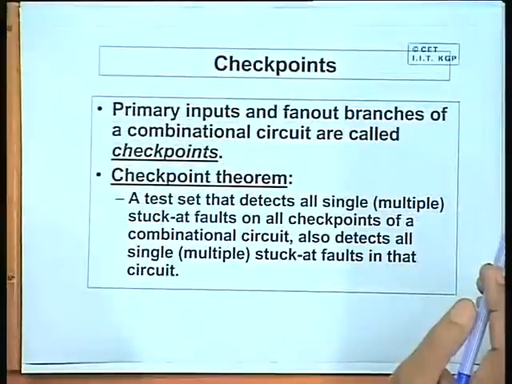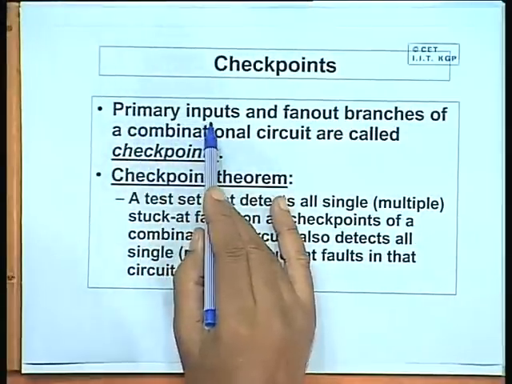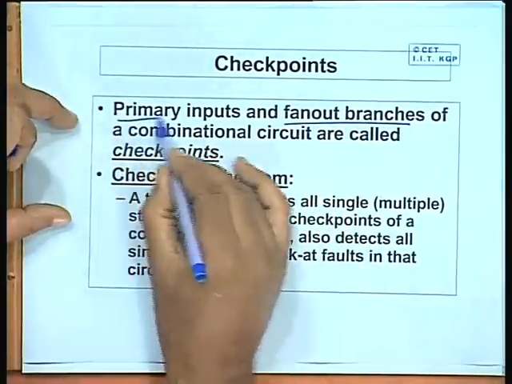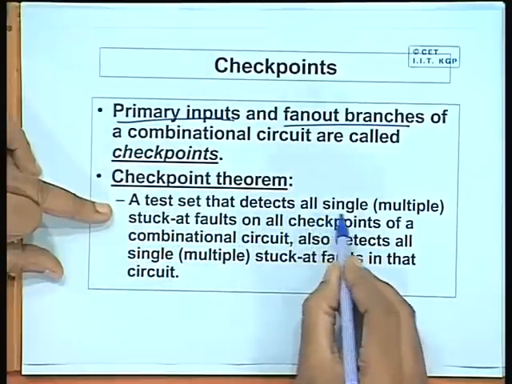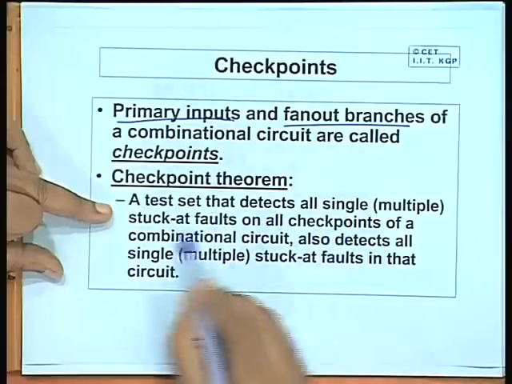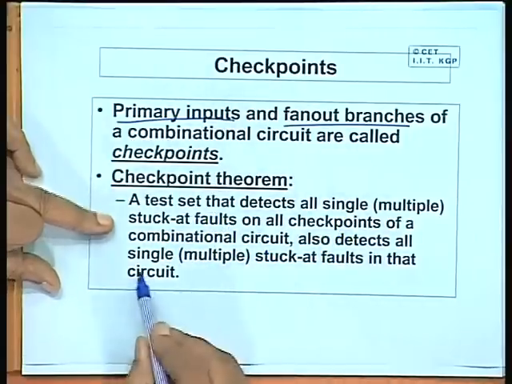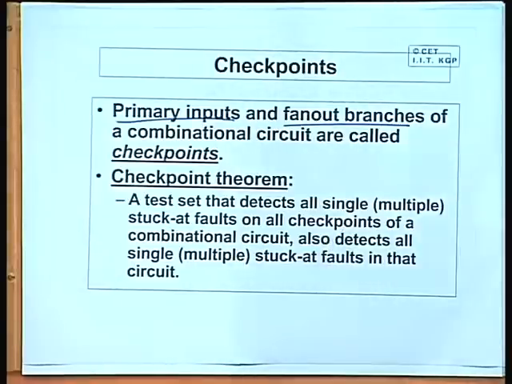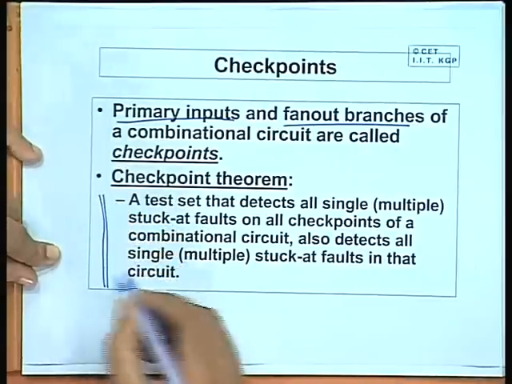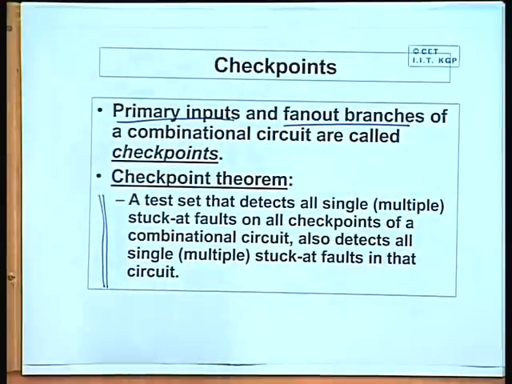Now, in fact, there is an interesting theorem which helps us in concentrating on which faults to be considered for test generation. This is based on a concept called checkpoints. Checkpoints are the primary inputs of a circuit and also the fan out branches. The checkpoint theorem says that a test set that detects all single stuck-at faults on all checkpoints also detects all single stuck-at faults in that circuit. For the time being, ignore multiple faults. So, if we concentrate only on faults on the checkpoints, that will cover the other faults. This is a very interesting theorem which helps us in reducing the number of faults in a very easy way without having to analyze the circuit in a very complex way.